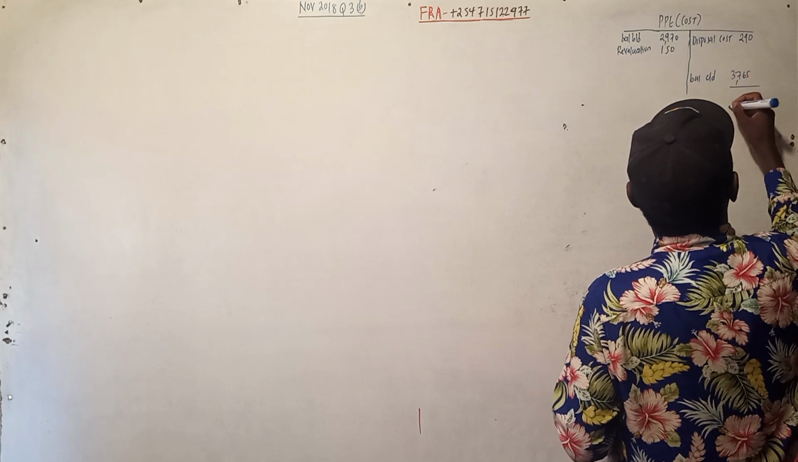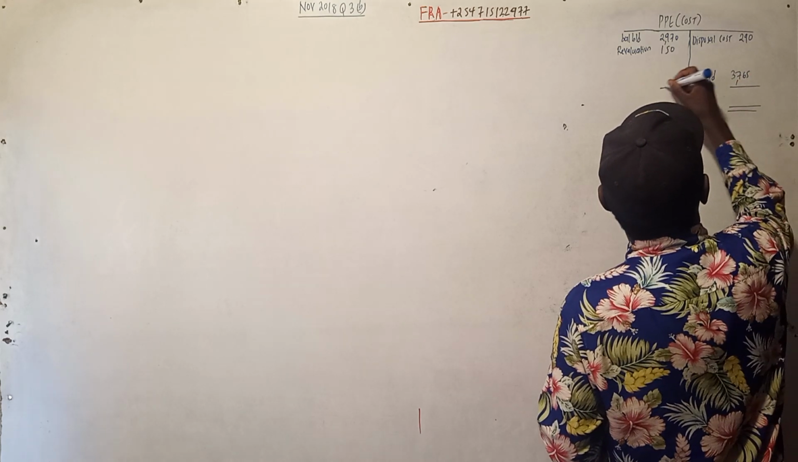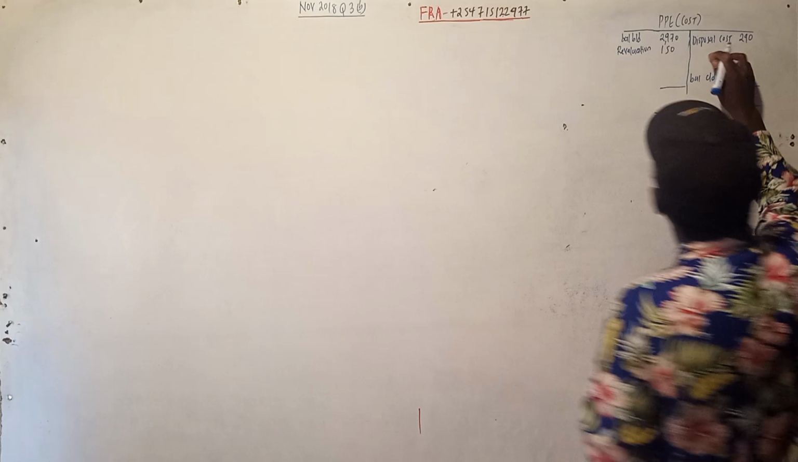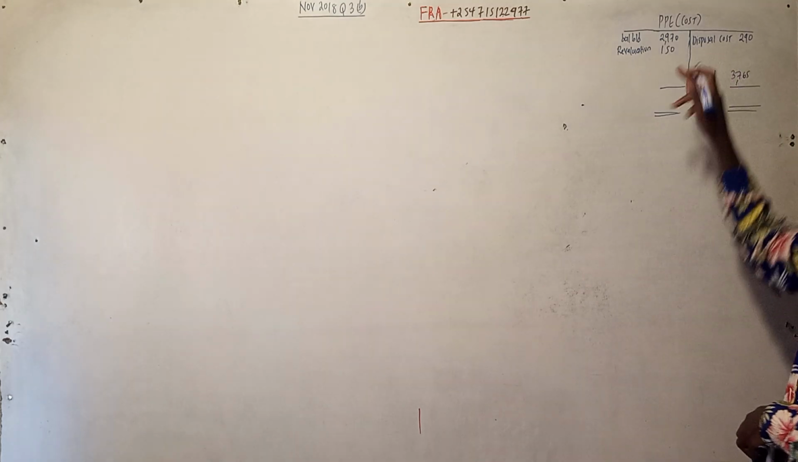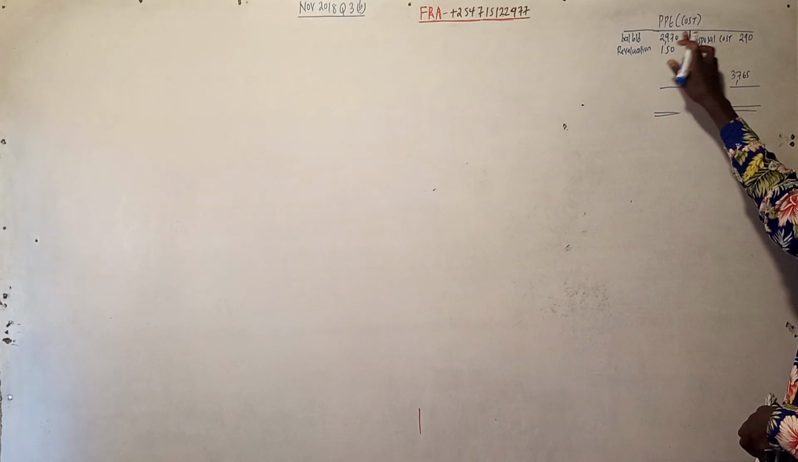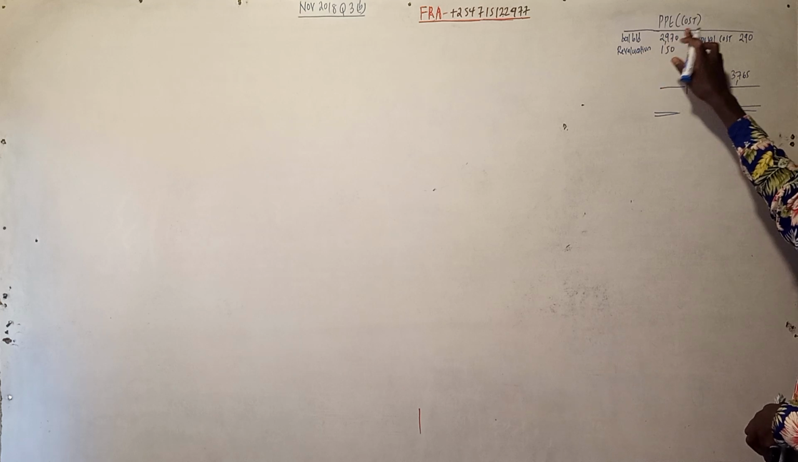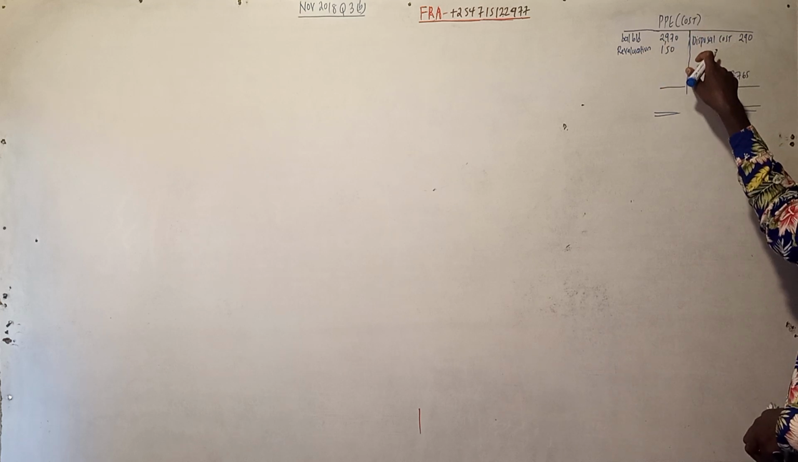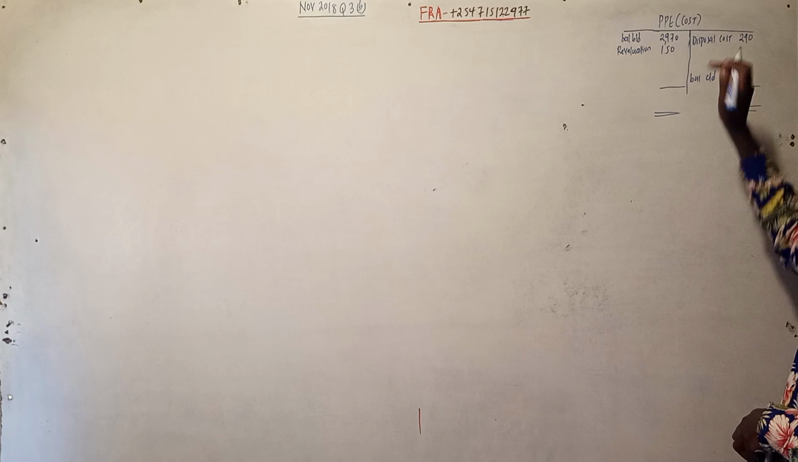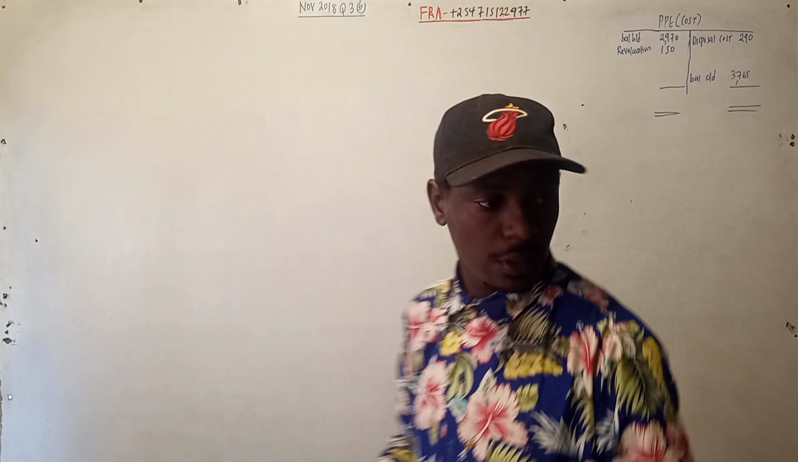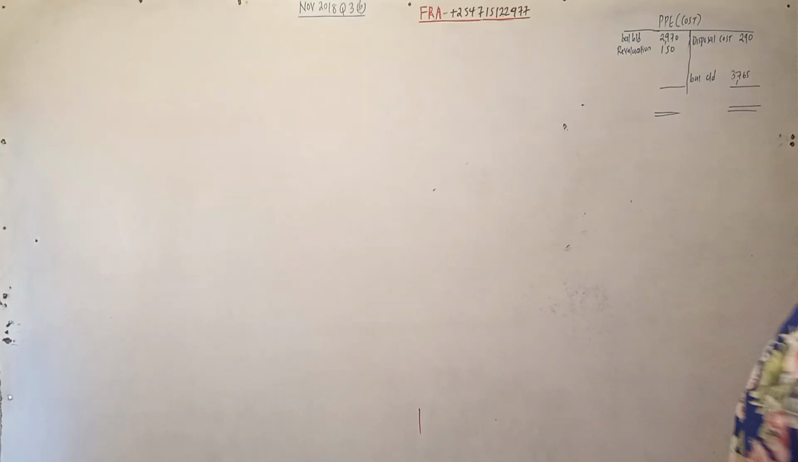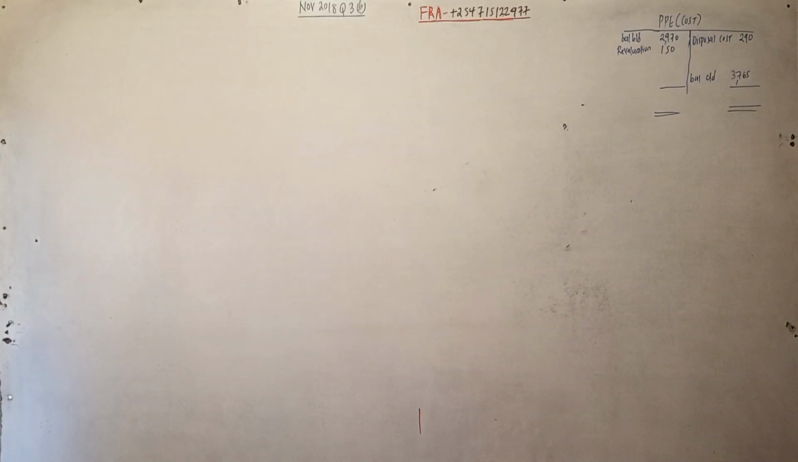Now there is no other account which affects this account. Depreciation for the year will not affect this account. Depreciation for the year will only affect the PPE on net book value. So when the PPE is on net book value, it is when we put the depreciation for the year. But in this case, that one will be it. I don't think there is any other account which affects.